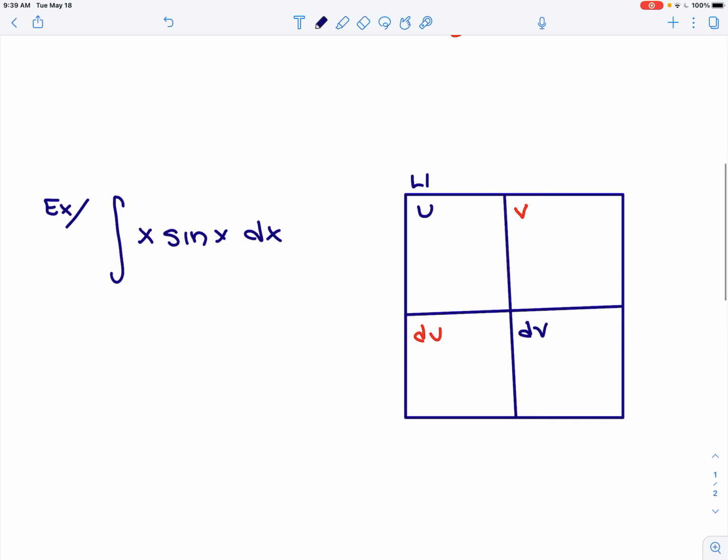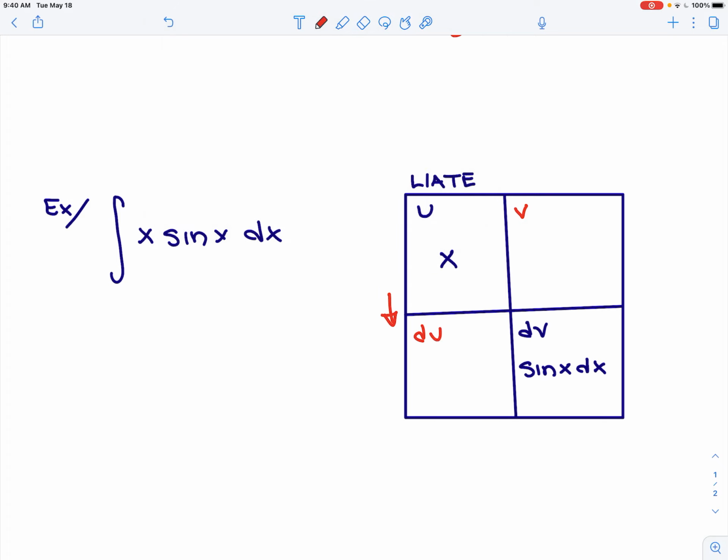So I'm going to pick that u by LIATE. So logs, nope, I don't have a log in the question. Inverse trig, that would be like arc sine. I don't have any of those. Algebra, yep, the x is the algebra. So I'm going to leave that as x, and then the rest of the question goes in the dv. Okay, and now I'm ready to fill in the parts, so I'll do that in red.